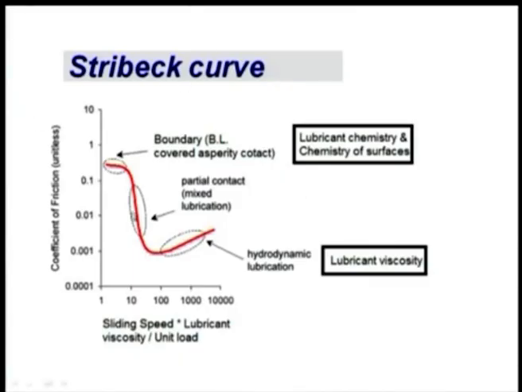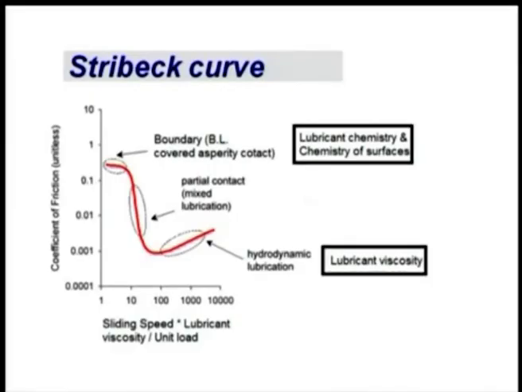Now, this red curve has 3 domains indicated with a dashed ellipse. First is boundary lubrication. Second is partial contact lubrication. Third one is hydrodynamic lubrication. We can extend this also. We can say initially it will be dry contact, when we are not intending any lubrication mechanism. Lubrication is happening on its own or because of the environment. We are not giving any lubricant to the surface.